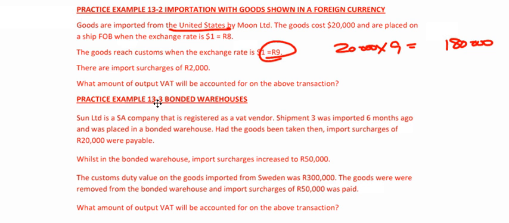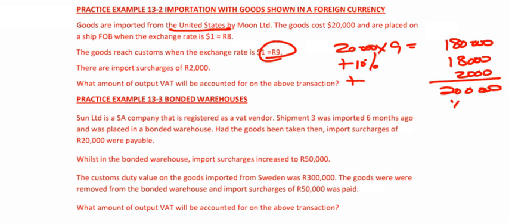And they're brought in for customs duty. What is then going to happen? We're going to add 10% onto that, another 18,000 Rand. Plus the import surcharge of 2,000 will give us 200,000 Rand. Times 15% is going to give you 30,000 Rand.